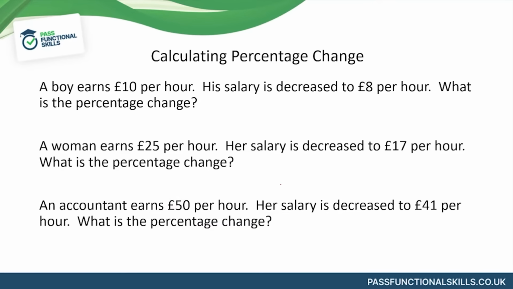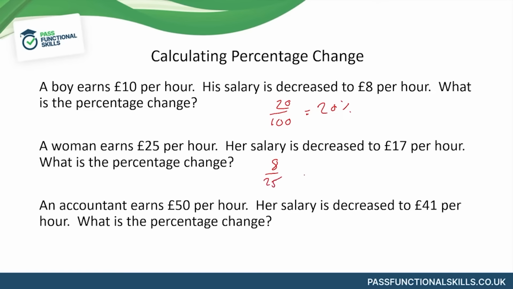It's exactly the same when you're doing a decrease. Here the salary has gone down from 10 to 8, so it's a difference of 2. It was originally 10, so 2 out of 10 is the same as 20 out of 100, so that is a 20% decrease. This one's gone from 25 down to 17, so that is a drop of 8.